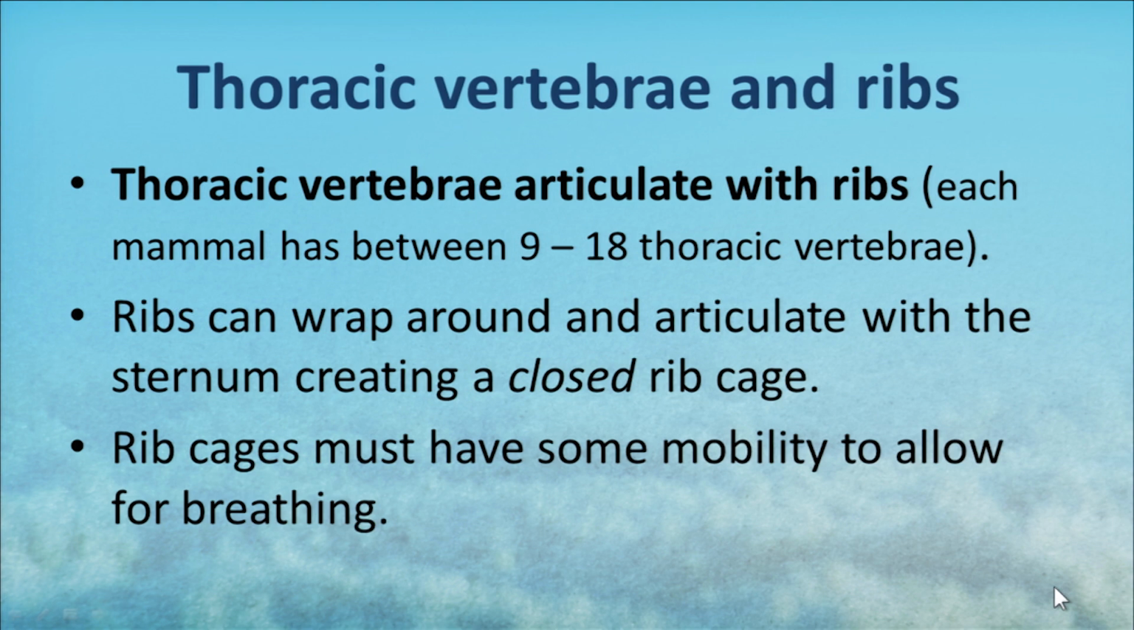Now remember, the definition of a thoracic vertebra is to have a rib that articulates. So let's shift the conversation and talk about the ribs a little bit. If we take a human thoracic vertebra, and we take the ribs and start from the back and wrap around, we have to understand that the ribs can wrap all the way around to the front and articulate with the sternum. If they do that, that makes what's called a closed rib cage. In other words, the rib cage is completely closed. Most mammals possess a closed rib cage.